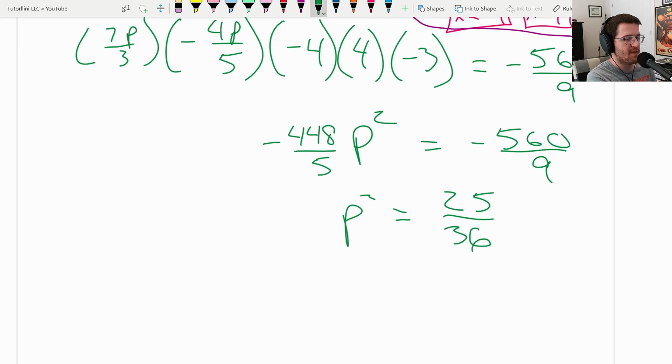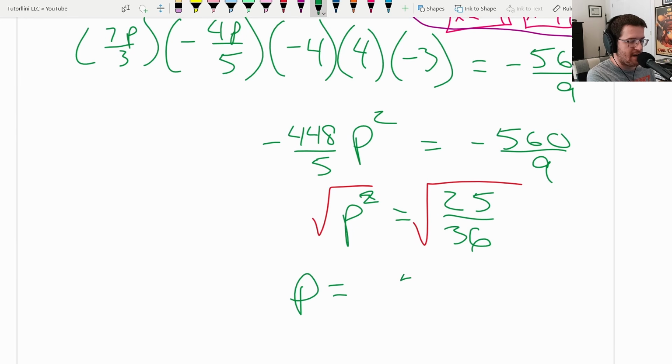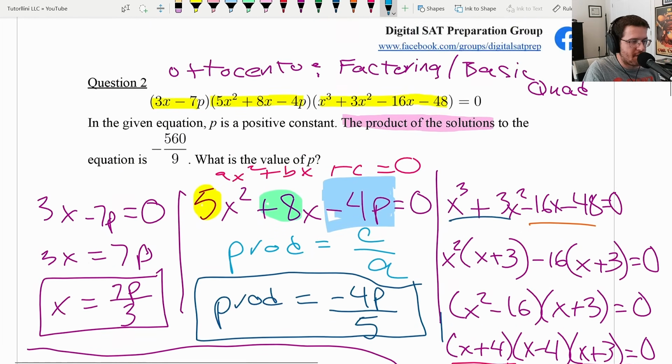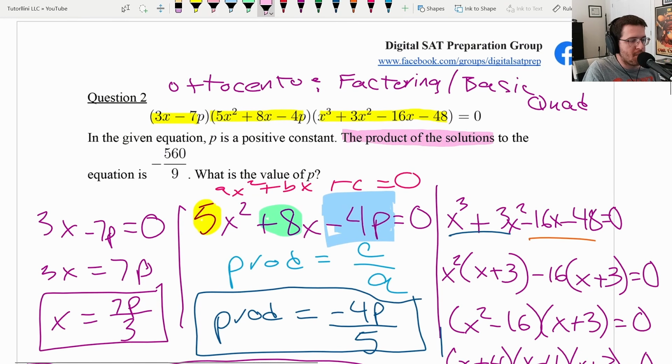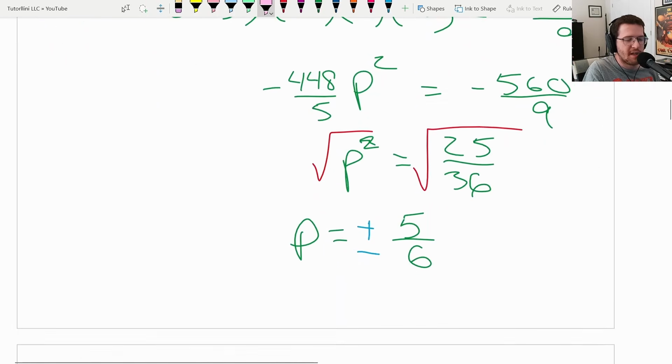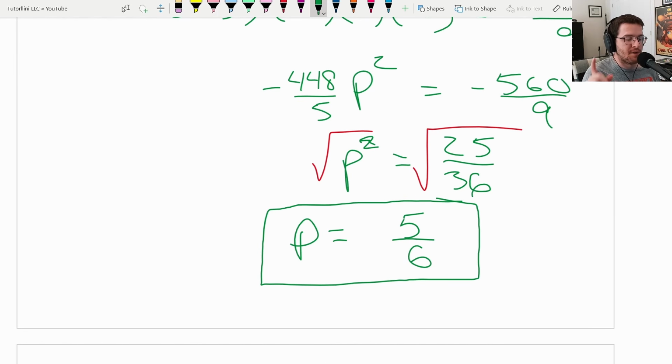That's probably easier. All right, so now I'm going to take the square root of both sides to get rid of that square. And I get 5/6. And it's really, guys, plus or minus 5/6. However, if you read the question, it says up here, p is a positive constant. So don't let that fool you. Negative 5/6 totally could have been the answer for another question like this. But we're going to ignore it here just because the question says to make p positive. So I'm thinking the answer is 5/6.